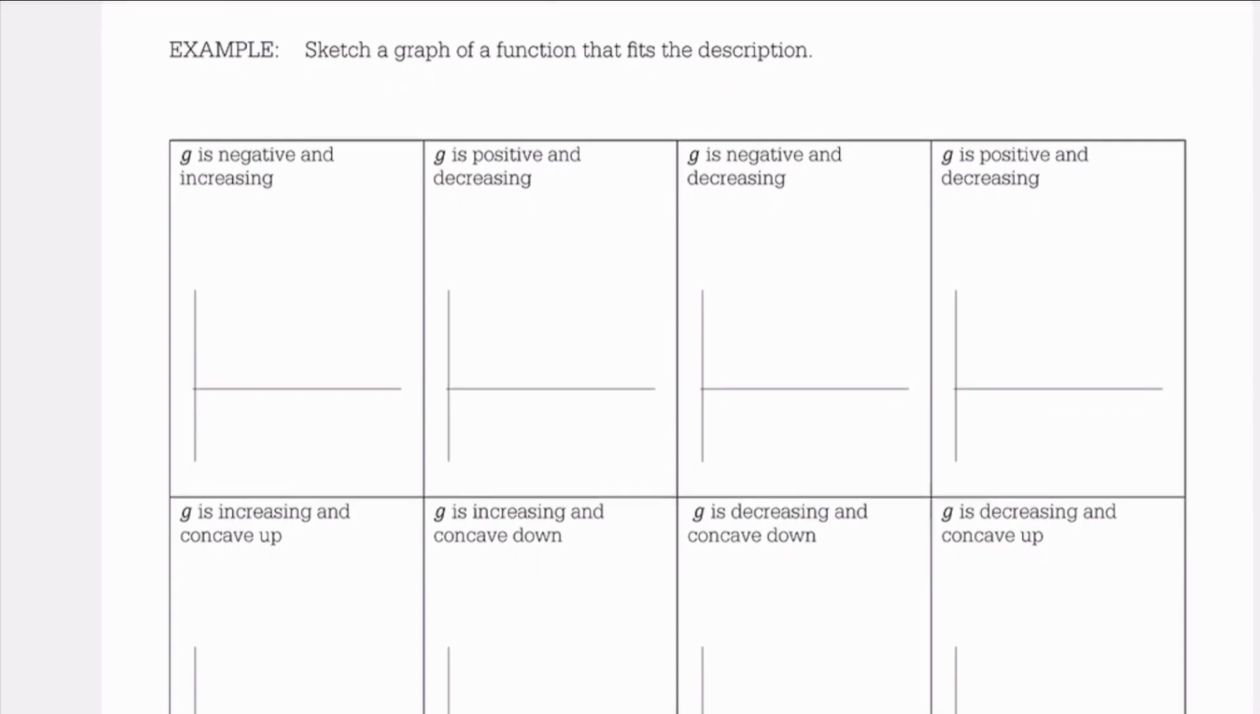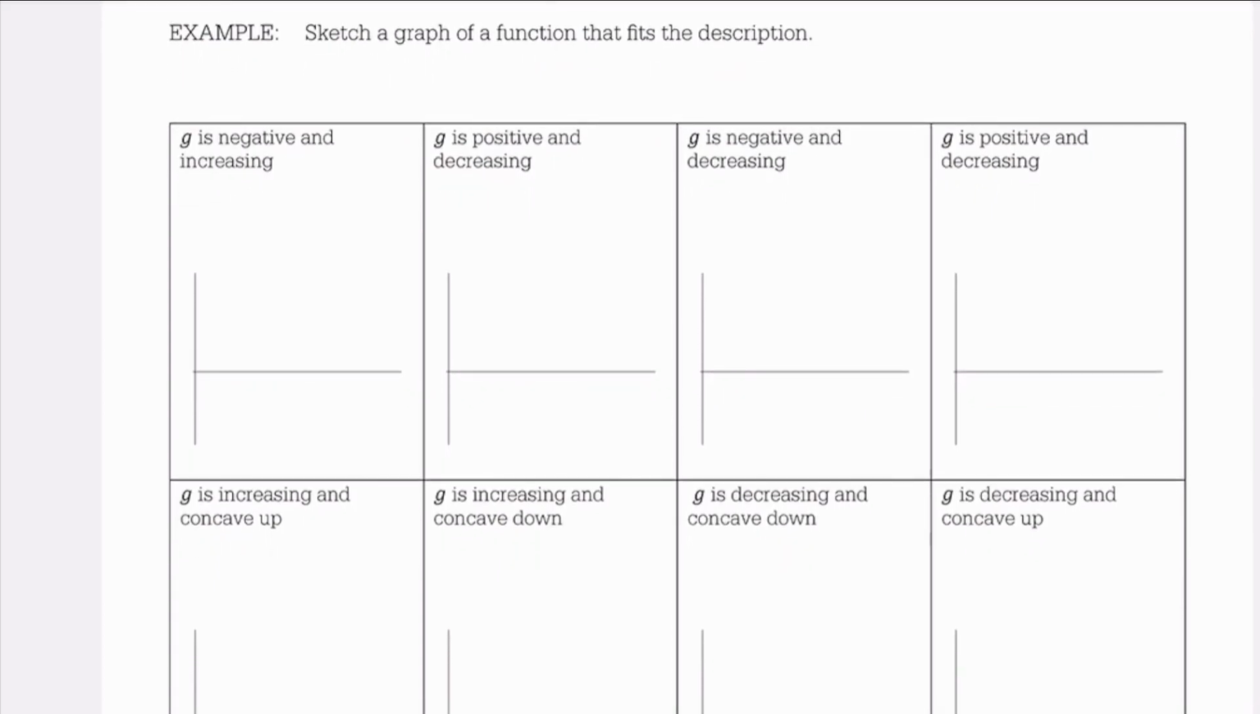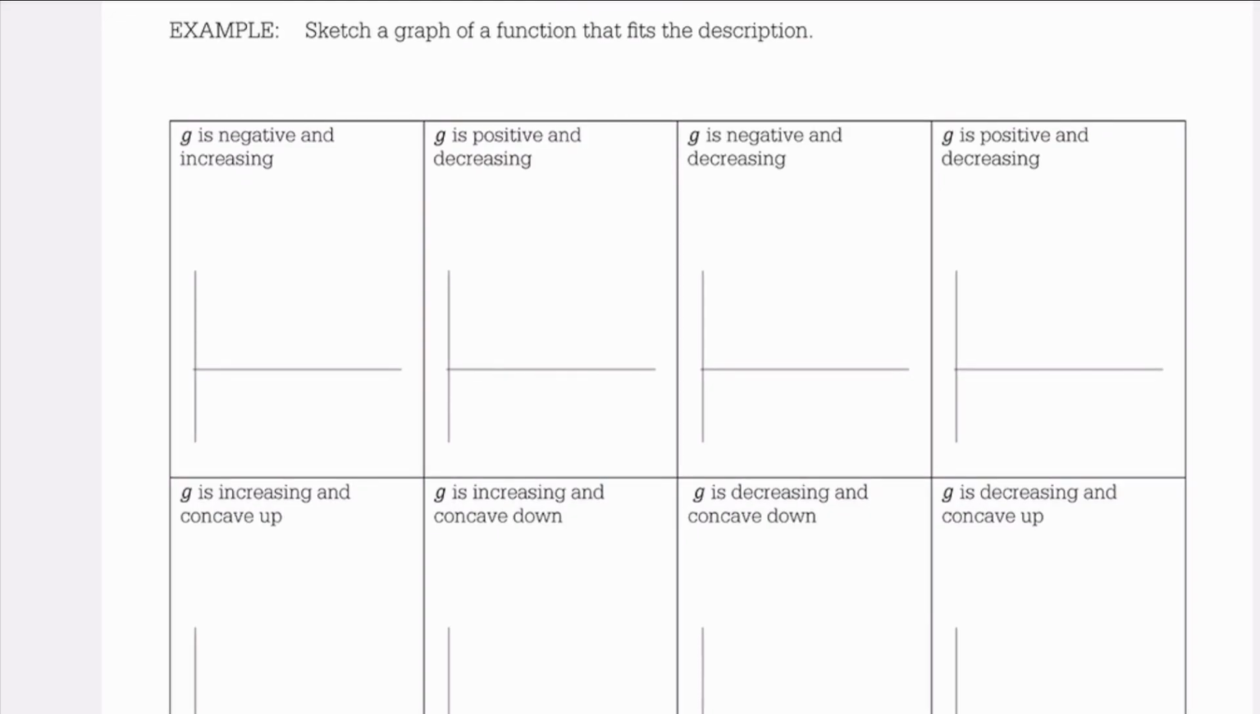Okay, so we're going to sketch a graph of a function that fits the description. And this is going to have two things going on at the same time. So I'm going to just sketch them in real quick. Negative and increasing is like that, positive and decreasing like that, negative and decreasing there. We would need positive and increasing. I remember there was something off with this table.